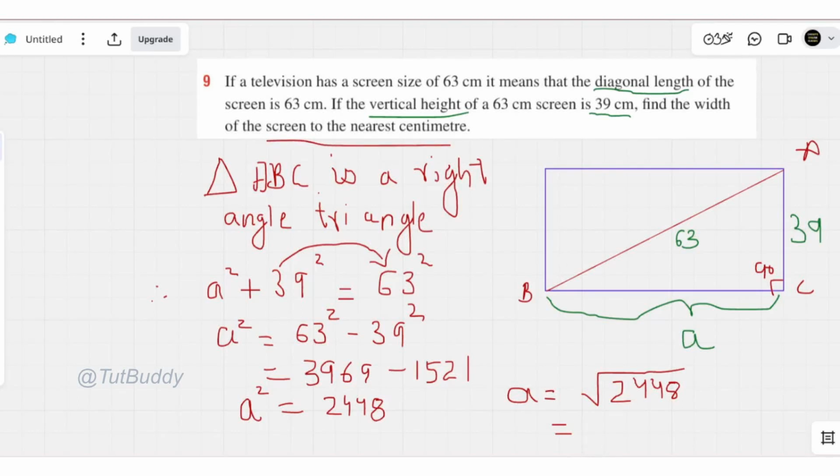Since the question asks us to give the answer to the nearest centimeter, the width of the TV is 50 centimeters.